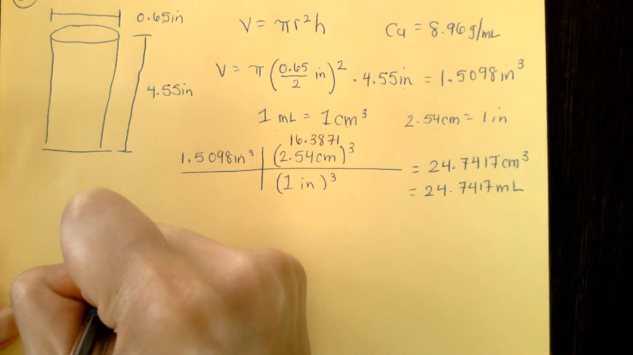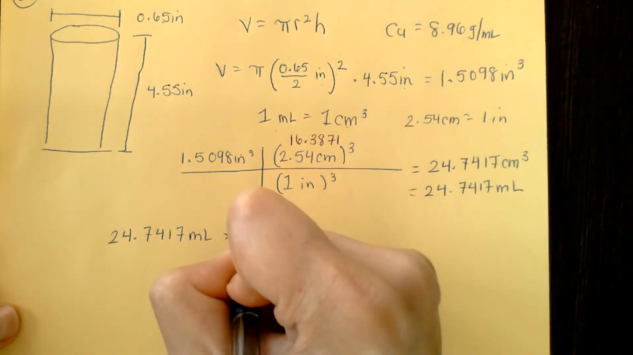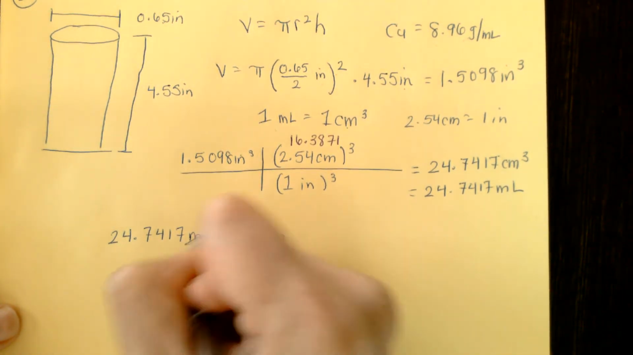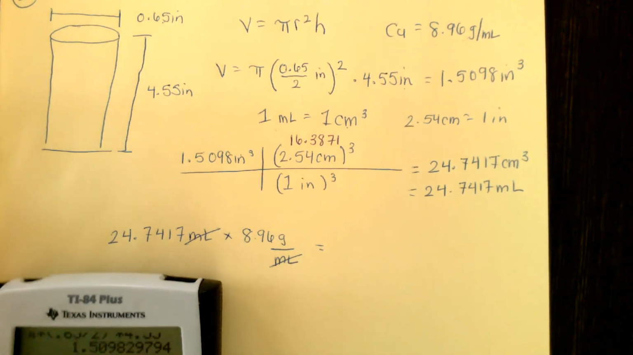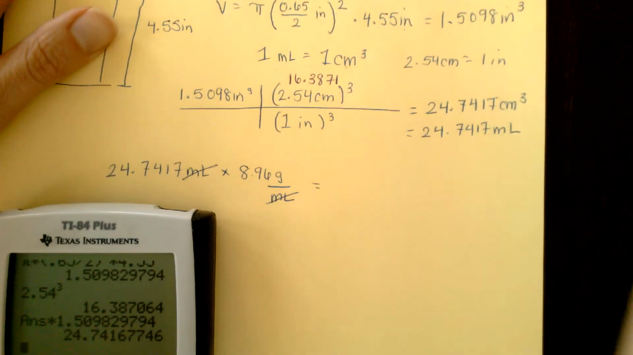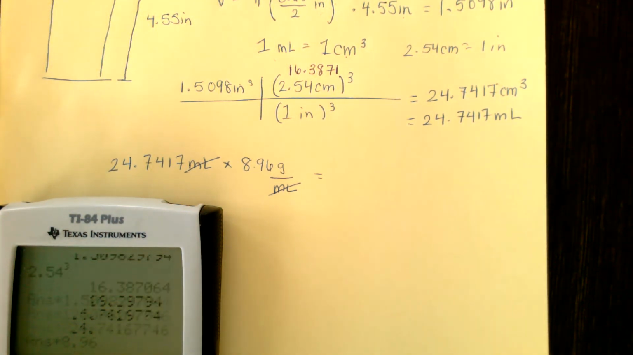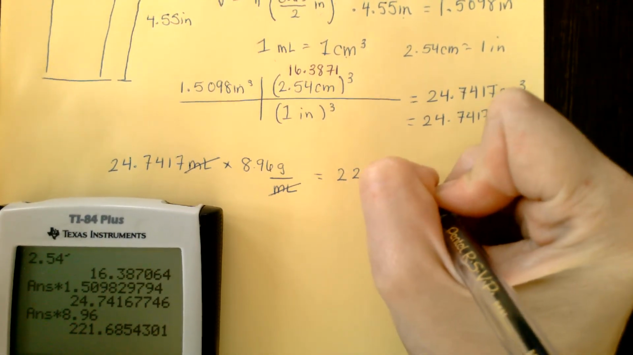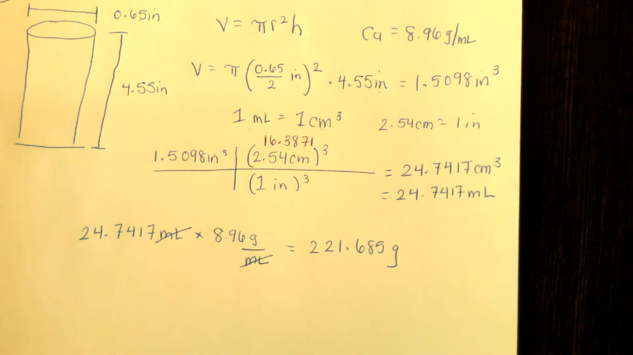So I have 24.7417 milliliters times 8.96 grams per milliliter, where my milliliters cancels here, and I'll have my mass. So we have our volume that we just solved for, our 24.7, then we're going to multiply that by the density of copper, 8.96. So we do that, we get 221.685. Now our units are grams. Okay, so the problem is essentially done in terms of the math.